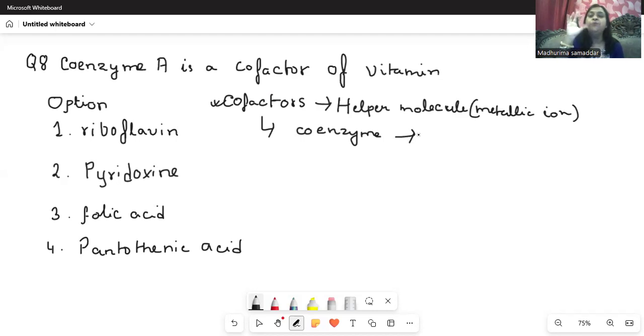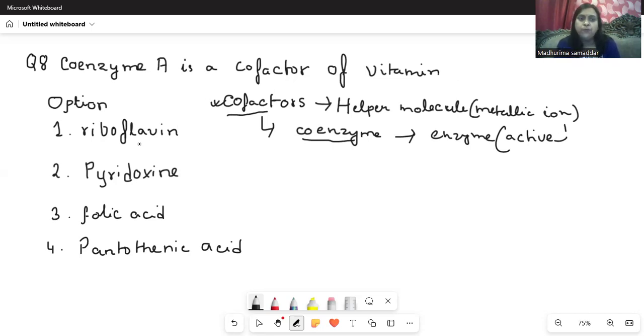Normally the enzyme remains in inactive form. Enzymes are protein in nature, we know that, and they catalyze many biochemical reactions. All the metabolic pathways require enzymes which catalyze the reaction, helping to get the end products. For that the enzyme has to be active, and for that the non-protein part, the cofactor or coenzyme, goes and binds with the enzyme, and it makes it active. Now let us go to the options.